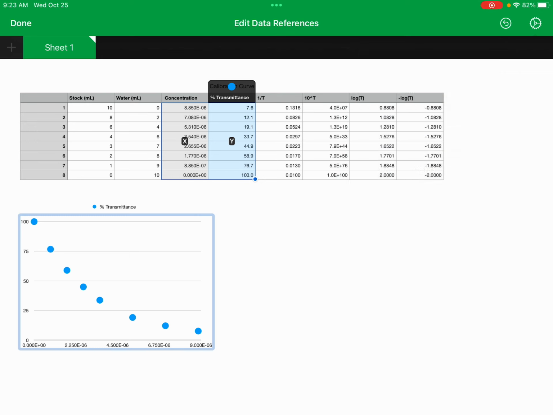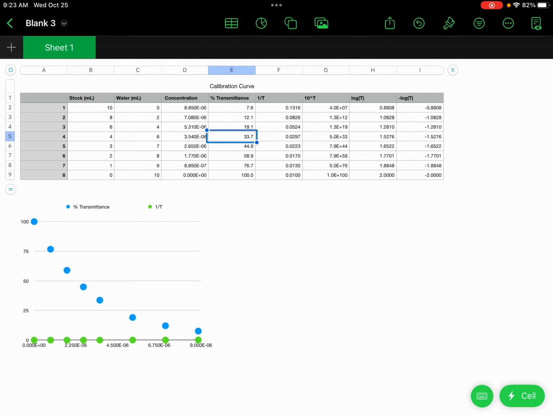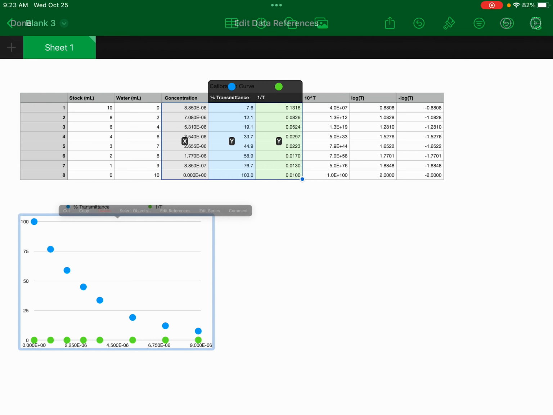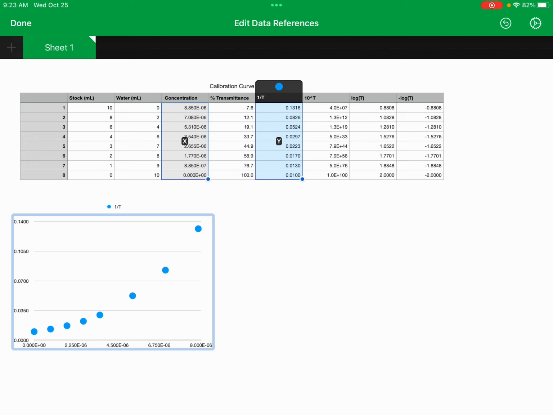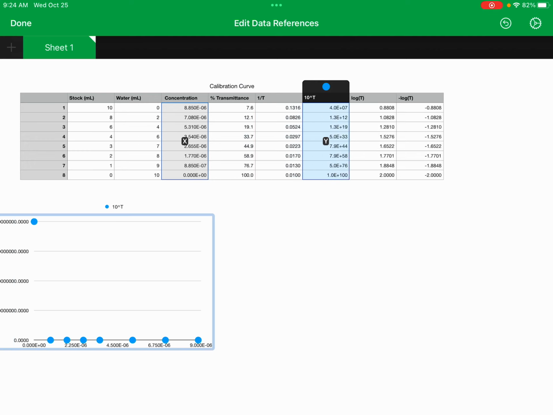I guess I don't need to hit the gear. So I'm going to just drag this handlebar at the bottom right-hand corner over, so it adds another series. And then I'm going to go back and click on Edit References again, and click on the blue one, the percent transmittance, and delete that series. And now I have a situation where I could simply slide my y over and find which one's going to be the linear graph.